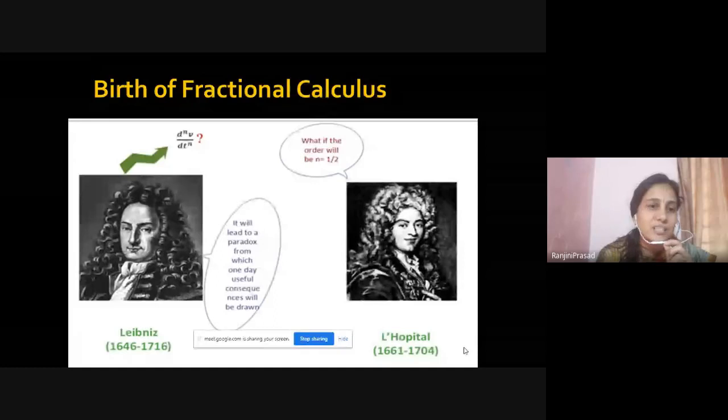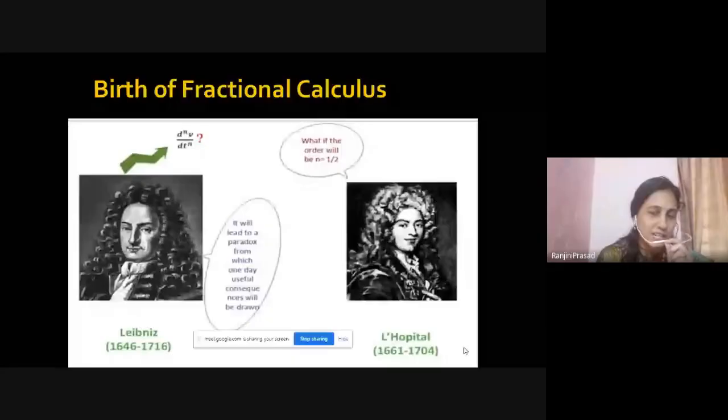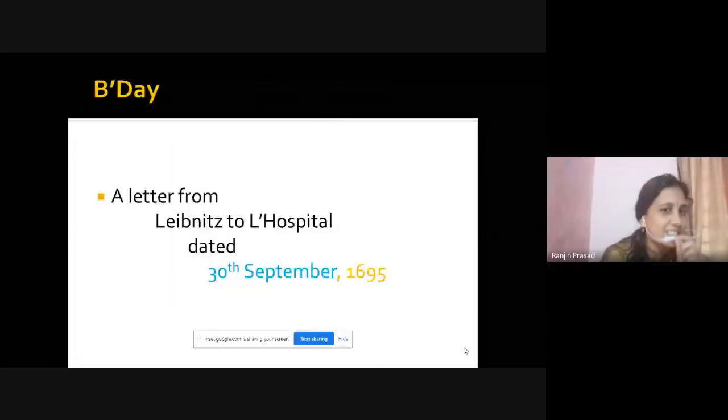Okay. So Leibniz answered that question in 1695, in a letter dated 30th September. So he replied through a letter to L'Hospital, in 1695. So 1695 is known as the birth of fractional calculus. Otherwise, we can say that the 30th September is nothing but the birthday of fractional calculus. That is a letter from Leibniz to L'Hospital, dated 30th September 1695. That date is known as the birthday of fractional calculus.